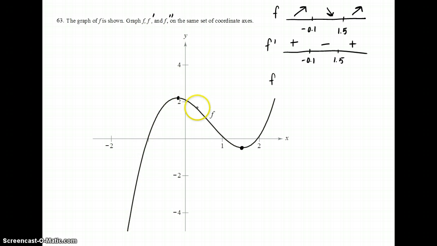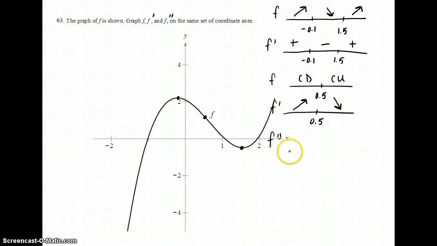Function is concave down, we'll say until about 0.5. And then the concavity switches to concave up. So this tells us on the first derivative, it starts out increasing, then switches to decreasing after 0.5. So the second derivative is positive to the left of 0.5 and negative to the right of 0.5.